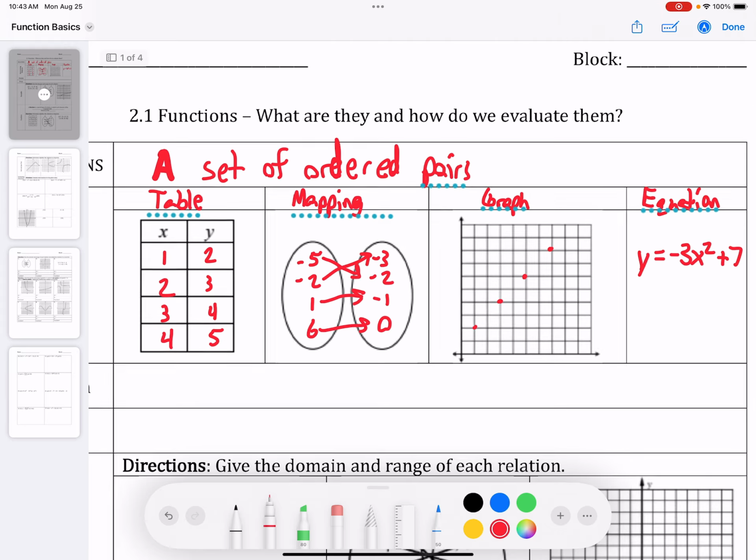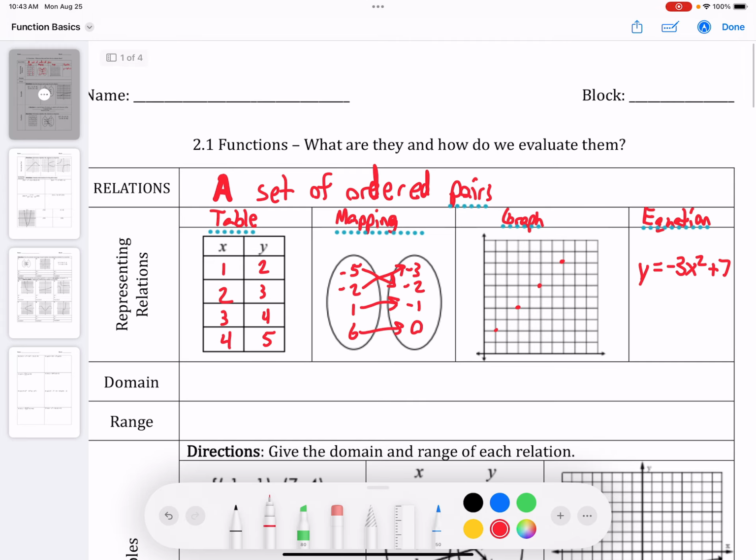So all of these are relations and they are functions because each set of the domain only maps to one set in the range. So that's considered a function. So the domain and range, the domain is the set of x values. And the range is the set of y values.